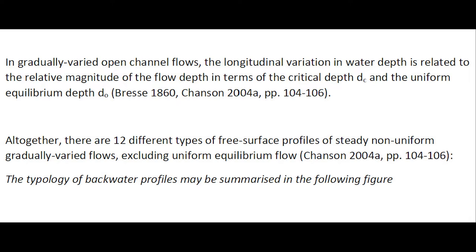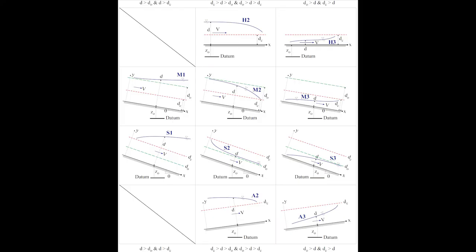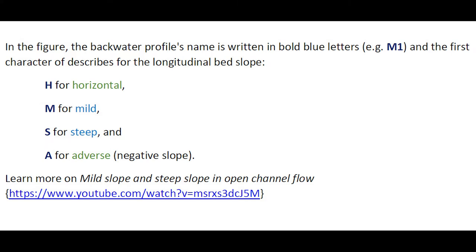Altogether, there are 12 different types of free surface profile for steady, non-uniform, gradually varied flow, excluding uniform equilibrium flow. The typology of backwater profile may be summarized in the following figures. In this figure, the backwater profile name is written in bold blue letters, for example M1. The first letter describes the longitudinal bed slope: H for horizontal, M for mild, S for steep, A for adverse. One may look at the YouTube video movie on mild and steep slope.